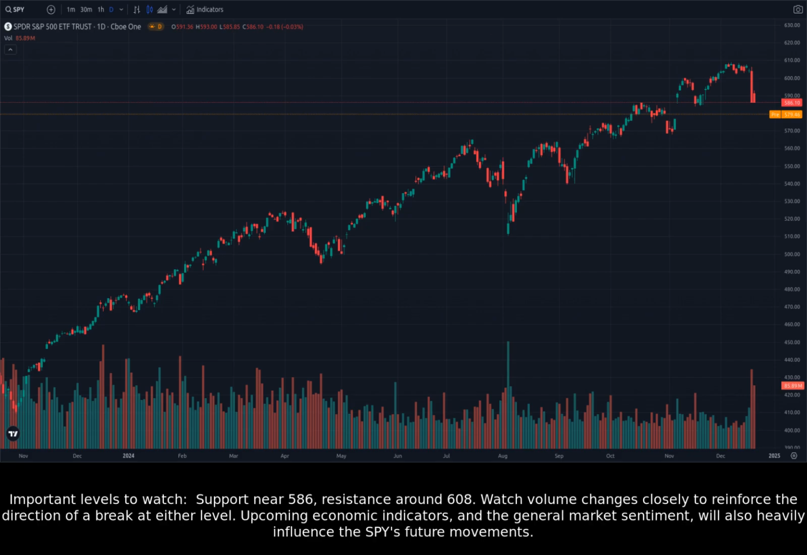Important levels to watch: support near 586, resistance around 608. Watch volume changes closely to reinforce the direction of a break at either level. Upcoming economic indicators and the general market sentiment will also heavily influence the SPY's future movements.